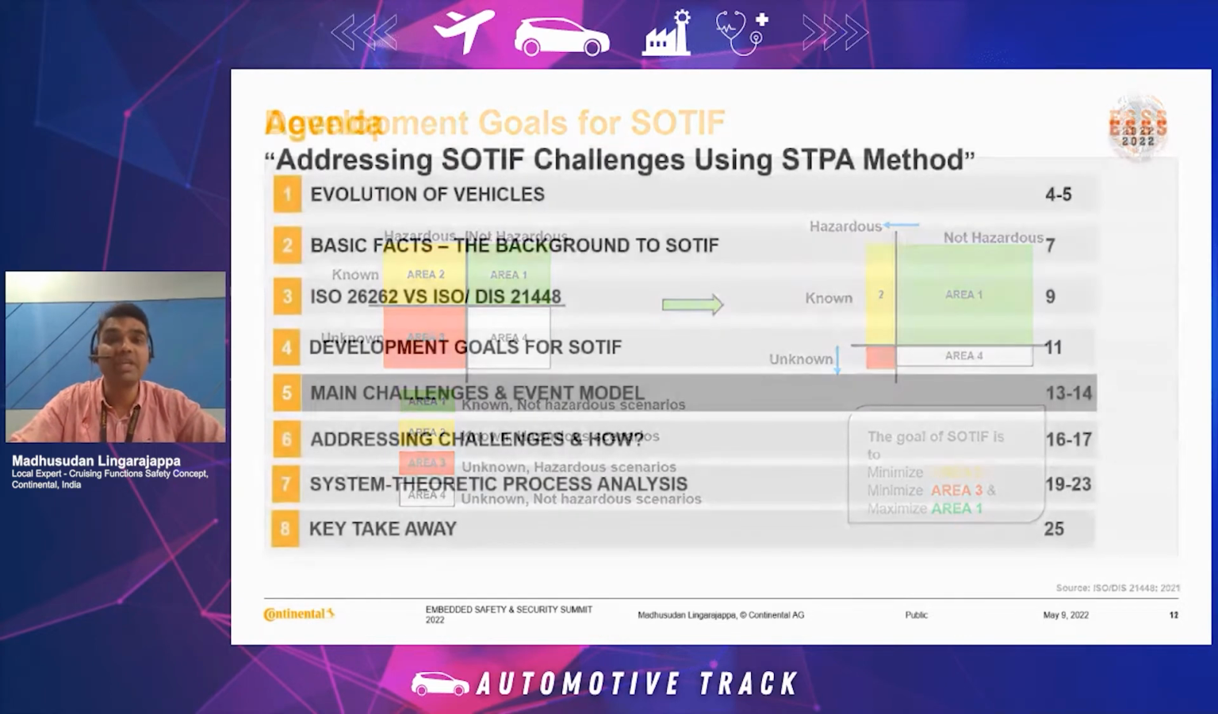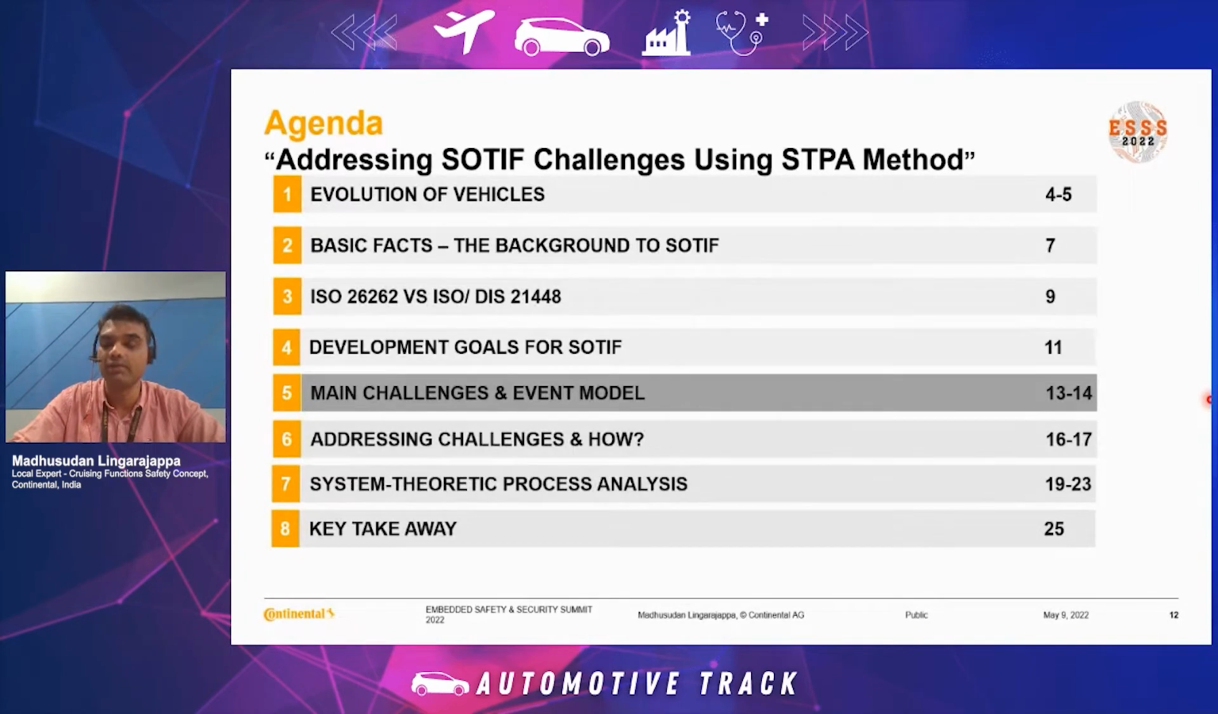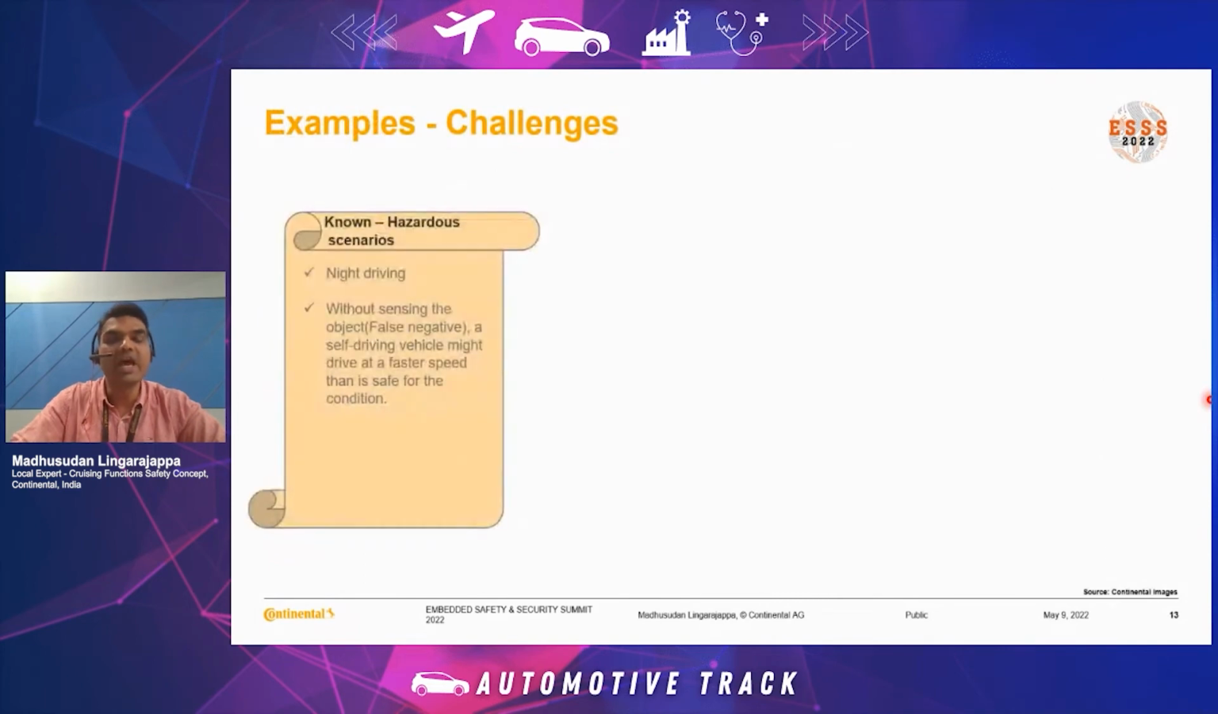Next, we will see what the main challenges are that we are facing today and the event model according to the SOTIF specification. So we have seen the two hazardous areas, Area 2 and Area 3. First we will take up an example with respect to Area 2. So these are known hazardous scenarios. What is known to us? Our vehicle is operating during the night. This is known to us. There is a restriction here with respect to perceiving the environment. So there are certain limitations to the sensors while we are driving during the night.